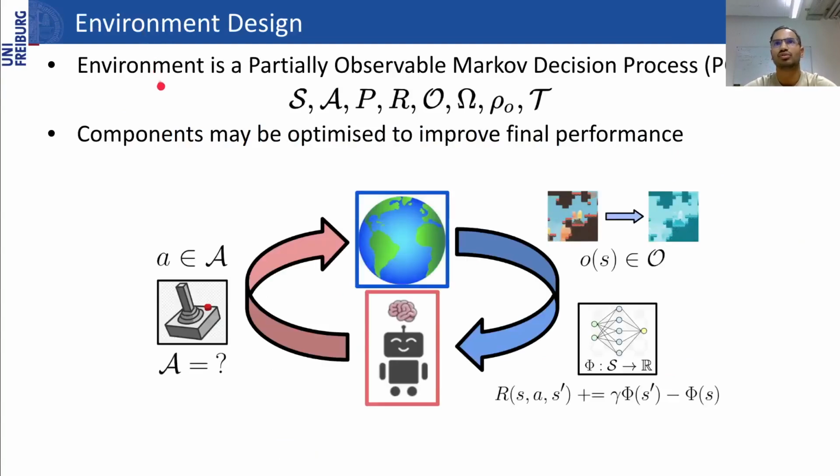Finally, we move on to environment design, which brings a whole range of existing RL approaches under a common umbrella. We consider the environment to be a partially observable Markov decision process with the usual components. Any of these components might be optimized to try and improve the final performance of an RL agent, for example, the reward function R or the action space A.